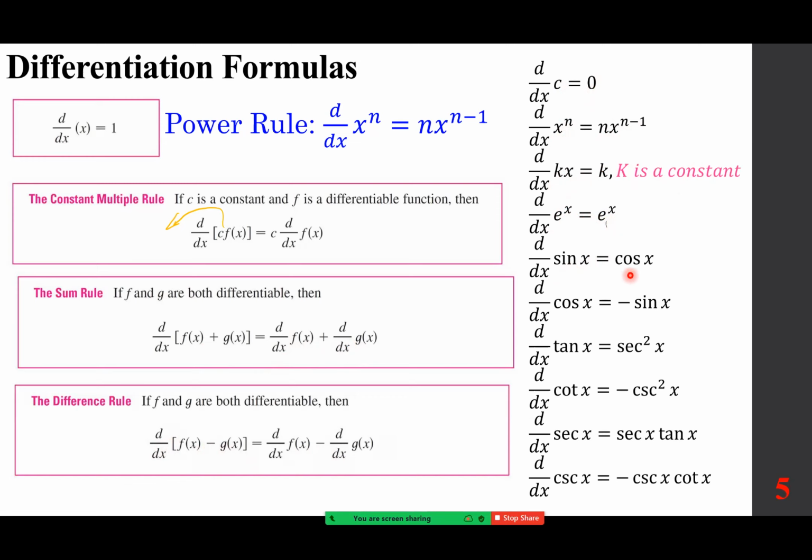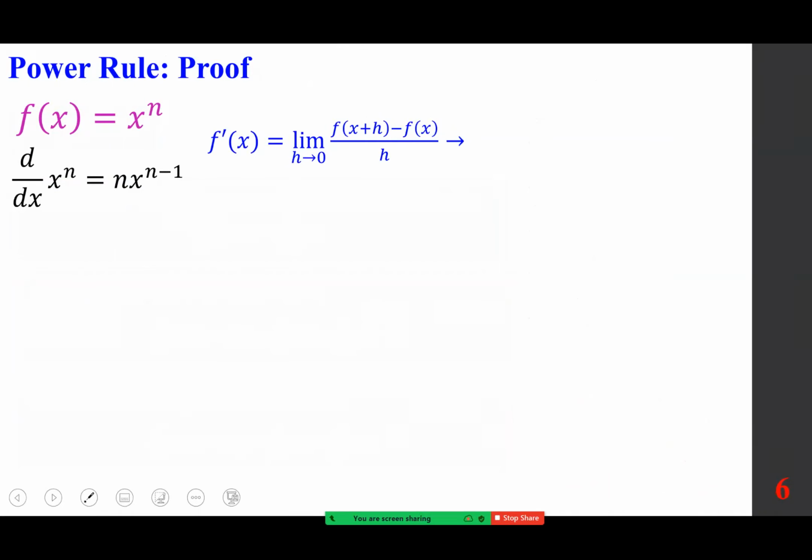The derivative of sine is cosine. The derivative of cosine is negative sine. The derivative of tan x is secant squared x. The derivative of cotangent is minus cosecant squared x. The derivative of secant x is secant x times tan x, and the derivative of cosecant x is minus cosecant x times cotangent x.